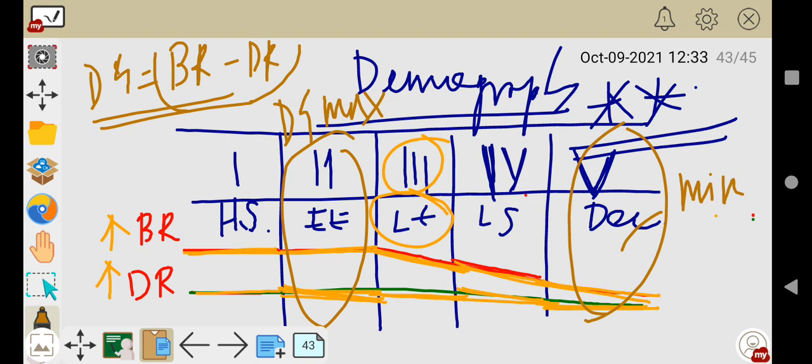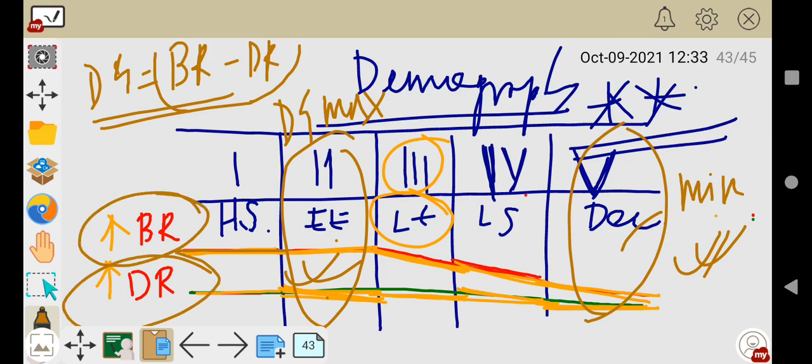So demographic gap is maximum at stage 2 and minimum at stage 5, right? So these two questions have been asked, so don't miss them. Also, you can remember this one. In the UPSC CMS, it has been asked in which stage birth rate is what, death rate is what, right? So I will repeat it once again. In high stationary, birth rate high, death rate high. In early expanding, birth rate high, death rate starts declining. In late expanding, birth rate will fall, death rate slowly declines. In low stationary, both are low. And in stage 5, the declining phase, death rate is stable, birth rate still is low.